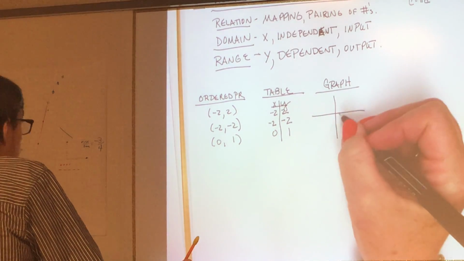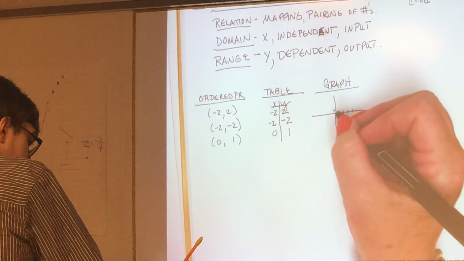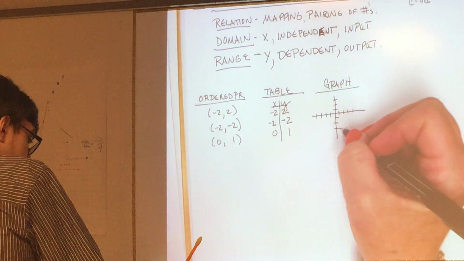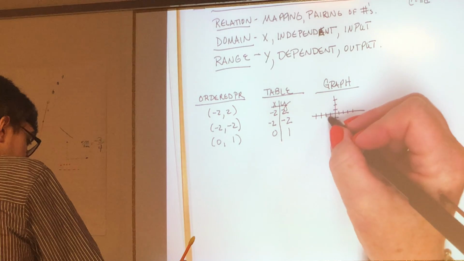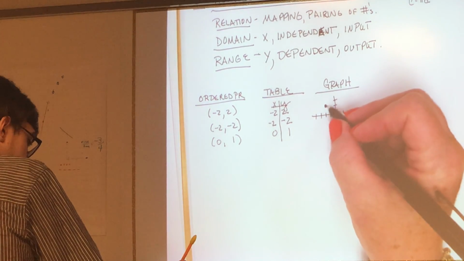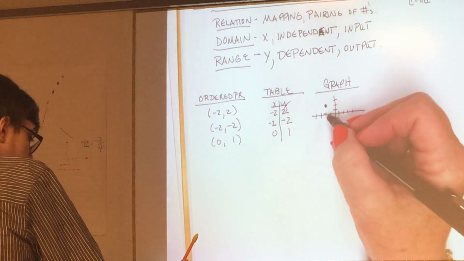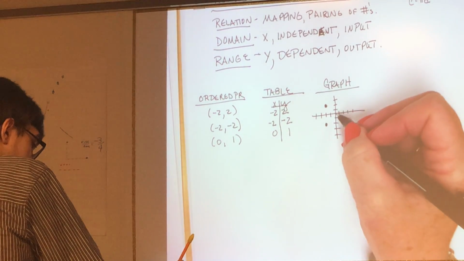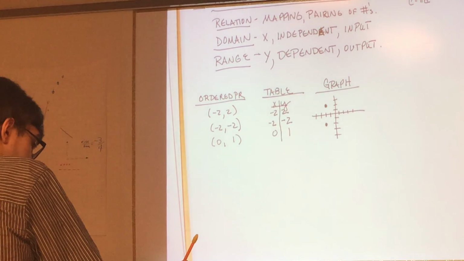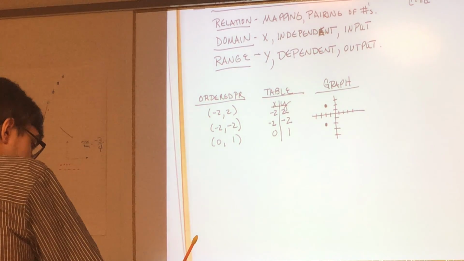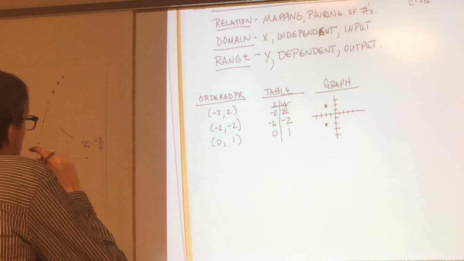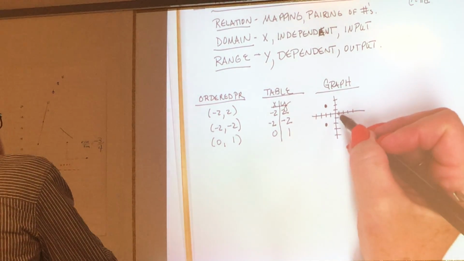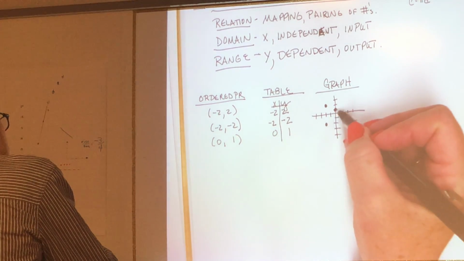That's why I picked really small numbers, so I don't have to draw some big gigantic graph. Okay, so -2, 2, put a big fat dot. -2, -2, okay, and 0, 1. If anybody's going to miss one of these points, this will be the point you miss. Where is 0, 1? On the y-axis? Yes, it is. You do not go right or left because x is 0, and then you go up 1. So it looks like this.